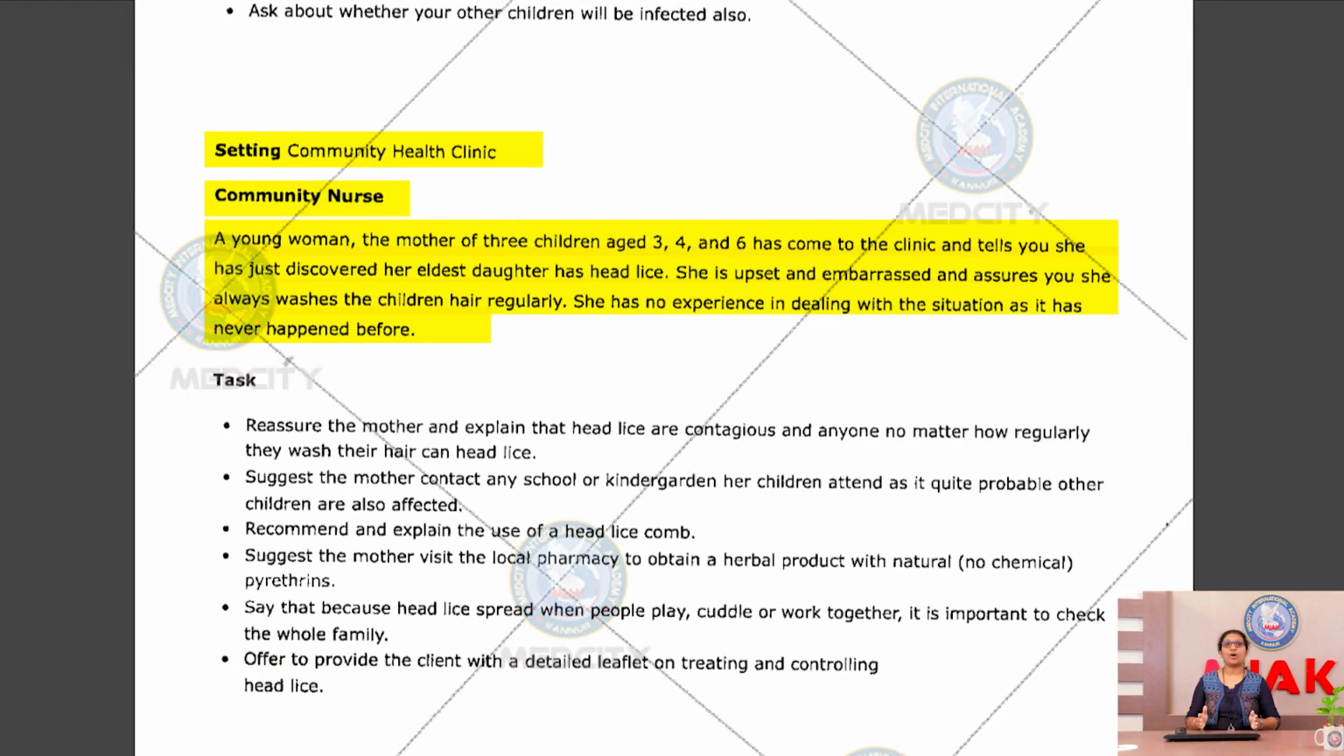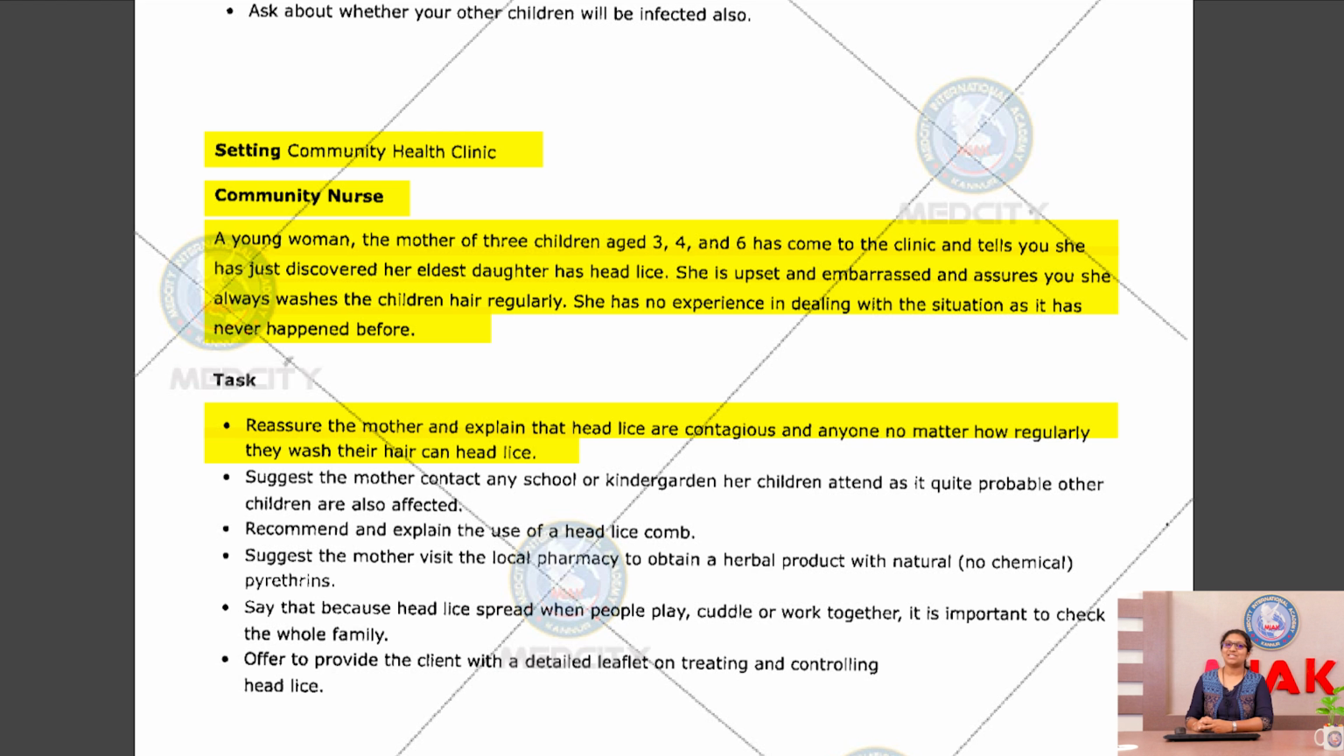It is always better to start off with an introduction, but it is also advisable to look at the first task at hand. It says, reassure the mother and explain that head lice is contagious and anyone, no matter how regularly they wash their hair, can have head lice. The idea is to reassure the mother that she is not at fault. It is not because she is not looking after her children properly, but in young children, head lice, which is quite contagious, is bound to happen, especially because they are all school going children. So, that is how you can reassure the mother.